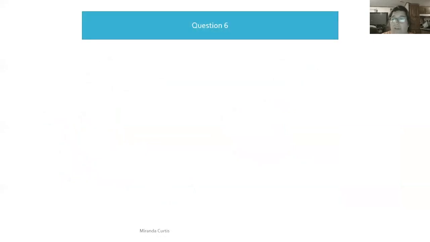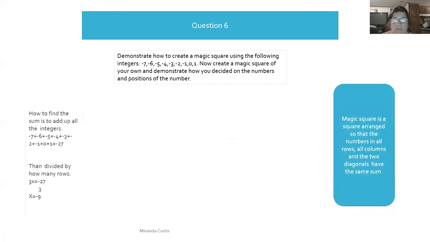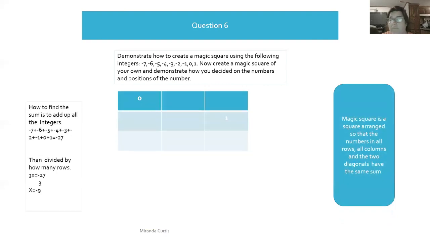Okay, now it's time for question 6. Our last question of the night. Demonstrate how to create a magic square using the following integers: -7, -6, -5, -4, -3, -2, -1, 0, 1. Now create a magic square, your own demonstration, how you decided on the numbers and the position of the numbers.